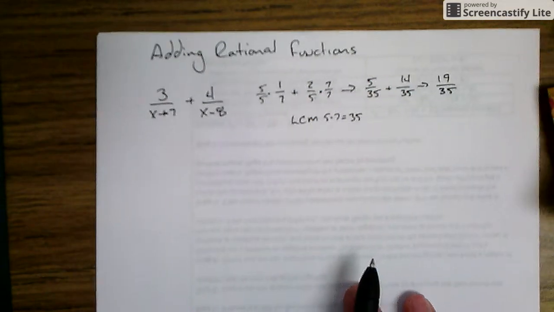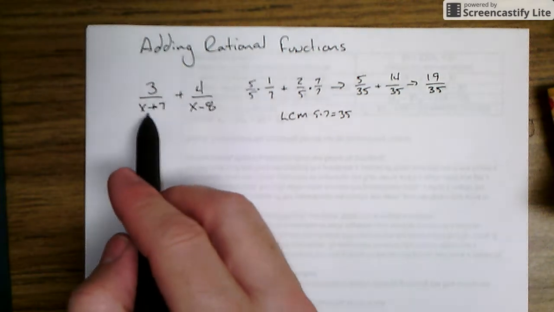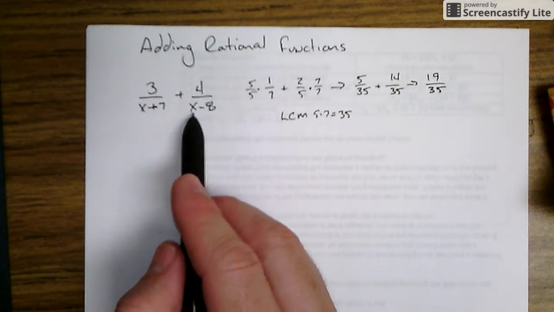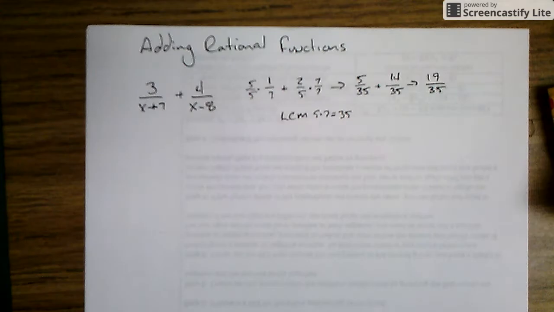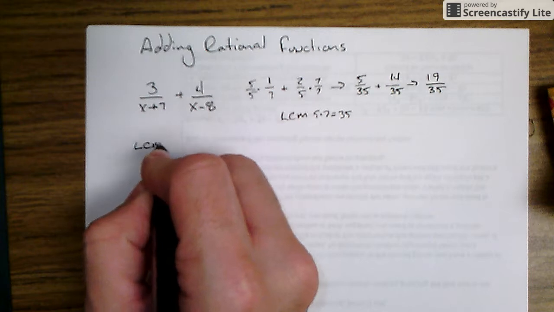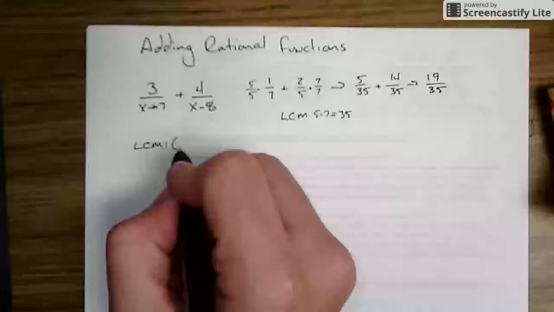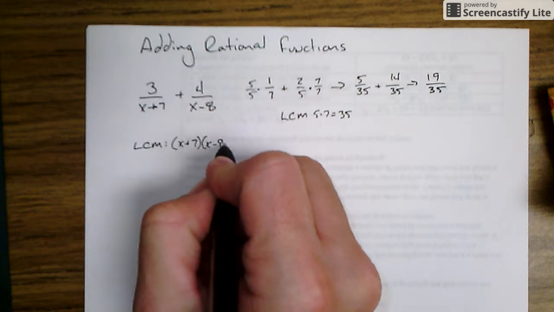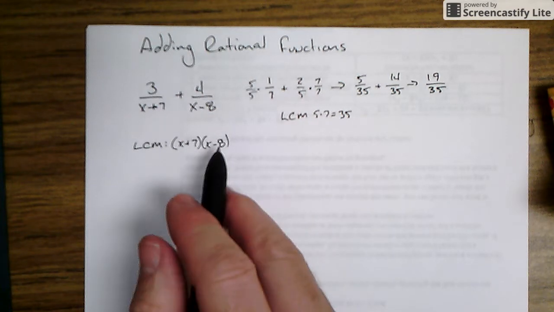If I look at my rational function, I've got 3 over x plus 7 and 4 over x minus 8. So my least common multiple is essentially going to be x plus 7 times x minus 8. And let's leave it in the factored form.